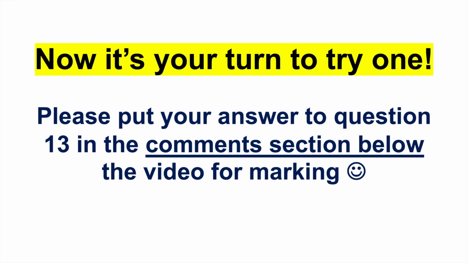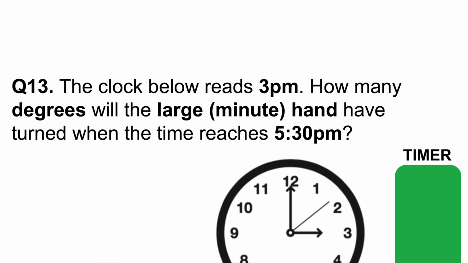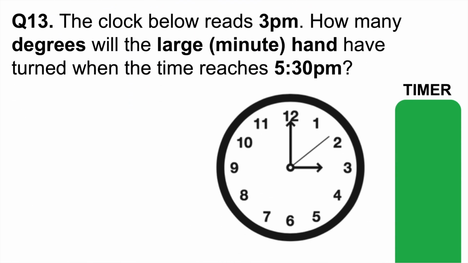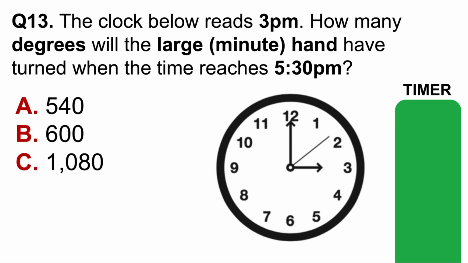So now it's your turn to try one. Please put your answer to question 13 in the comments section below the video for marking. And the question reads, the clock below reads 3 p.m. How many degrees will the large minute hand have turned when the time reaches 5:30 p.m? So it's a little bit harder for you. Is it A, 540, B, 600, C, 1080, D, 2.5, or E, 900? Put your answer to question 13 in the comments section below the video. Here's your timer.